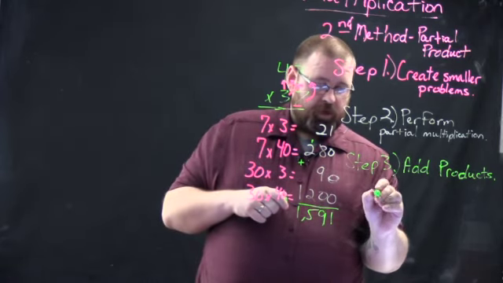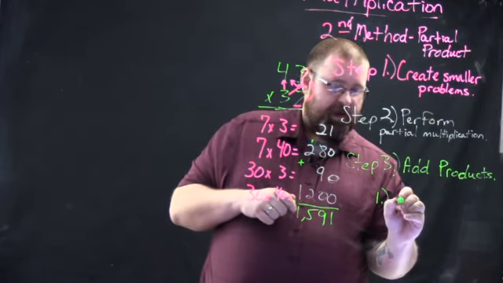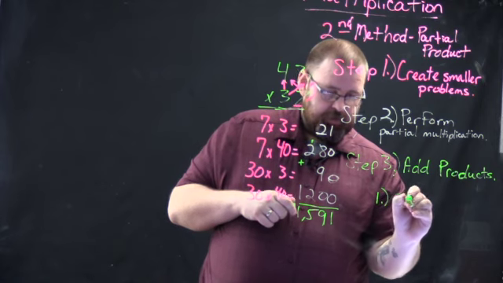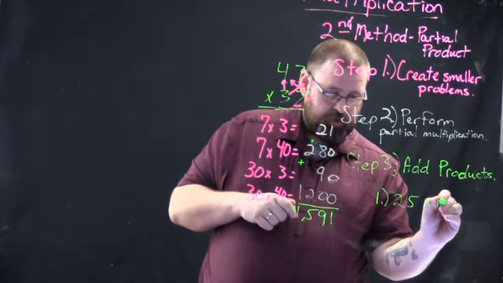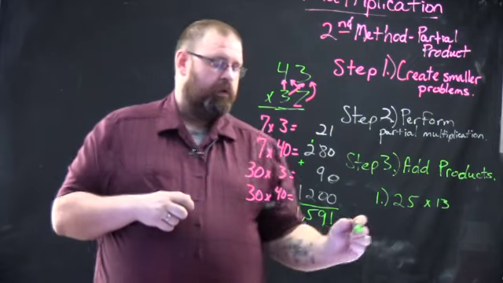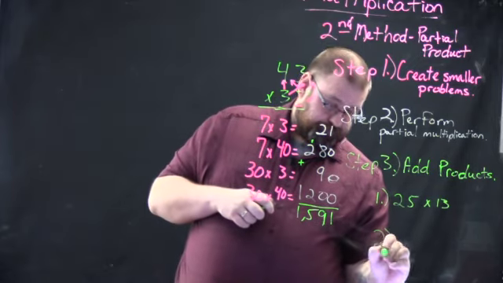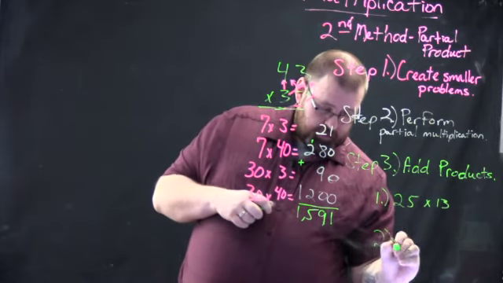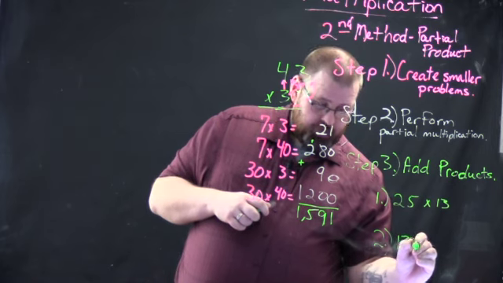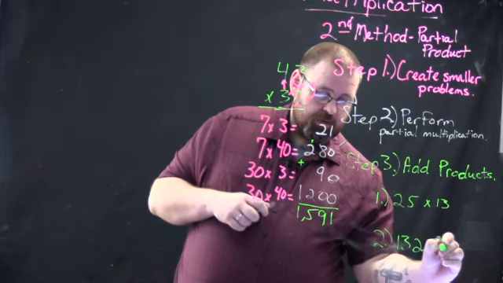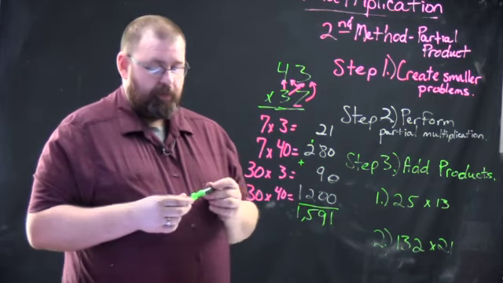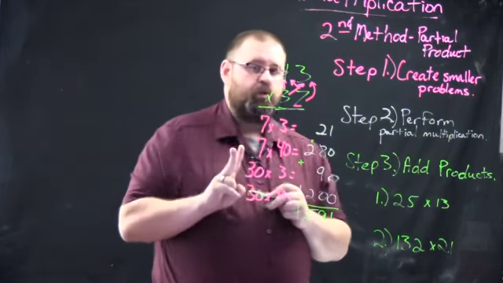The first problem you're going to have is 25 times 13. 25 times 13. Second problem, you will have 132 times 21. Now, both of these problems, I want 2 answers for each.